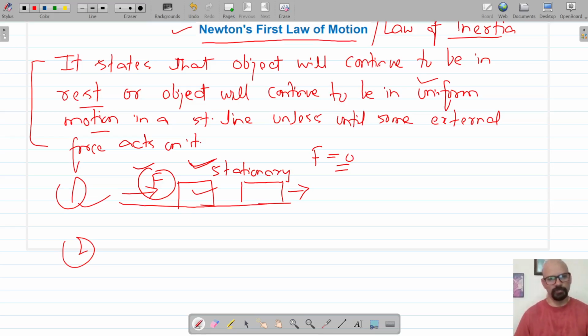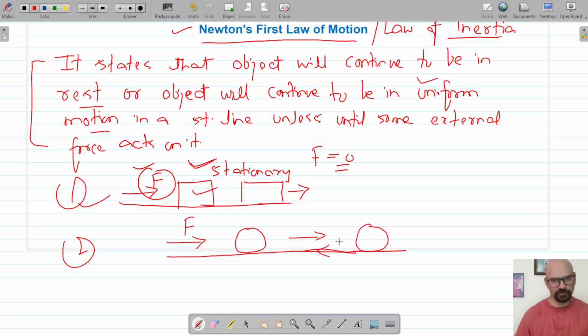Next example would be, let's say we throw a ball on the ground. Let's say this is the horizontal ground and we throw a ball on the ground. We apply the force from this direction, and after some time, the ball will come to rest because the force of friction is stopping the ball. So this is the external force that stops the moving ball. And the earlier one is the external force that keeps the stationary object moving.